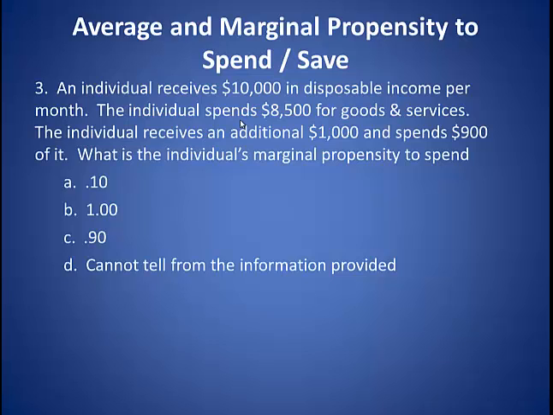Okay, let's try number 3. An individual receives $10,000 in disposable income. The individual spends $8,500 for goods and services. The individual receives an additional $1,000 and spends $900 of it. What is the individual's marginal propensity to spend? It looks complicated, but it's really not that complex. We'll go over the answer. Again, go ahead and stop your video, and when you're ready, start it again.